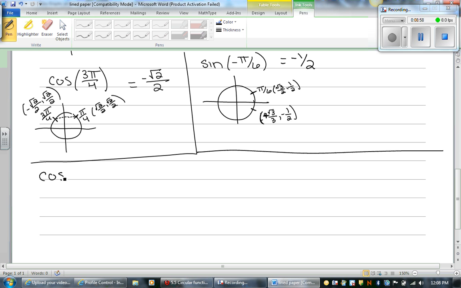The next one is cosine of 4 pi over 3. 4 pi over 3 is going to match up with pi over 3, okay, which we know to be 60. If this is 1 pi over 3, 2 pi over 3, 3 pi over 3, 4 pi over 3 is going to be right down here. We're going by intervals of 60.